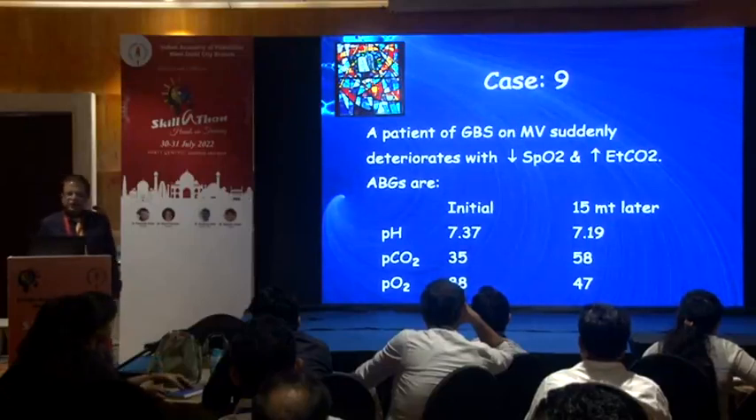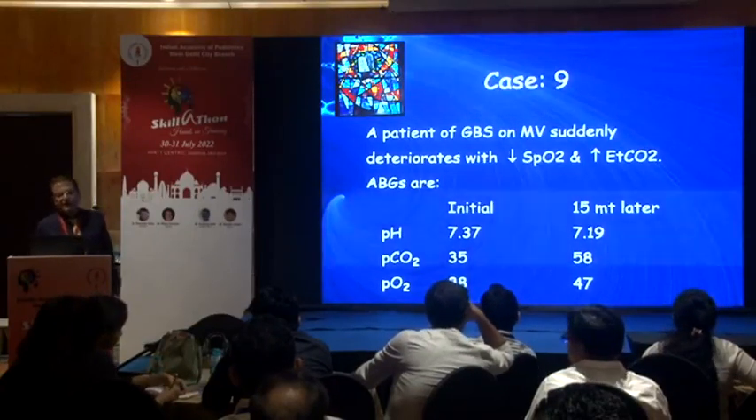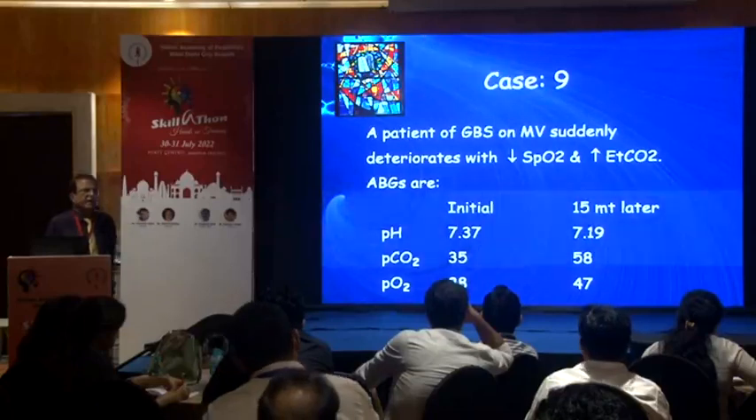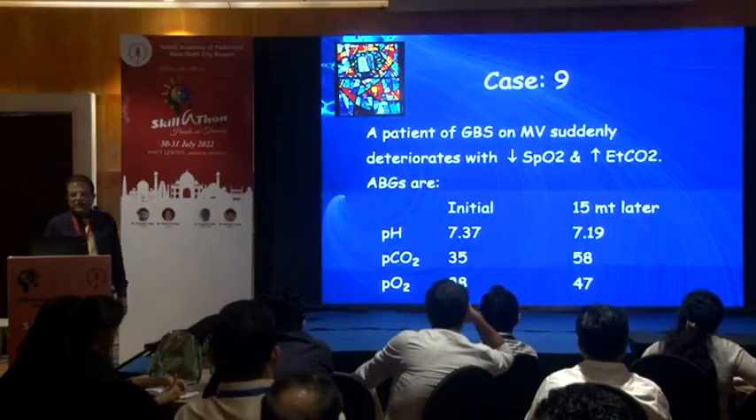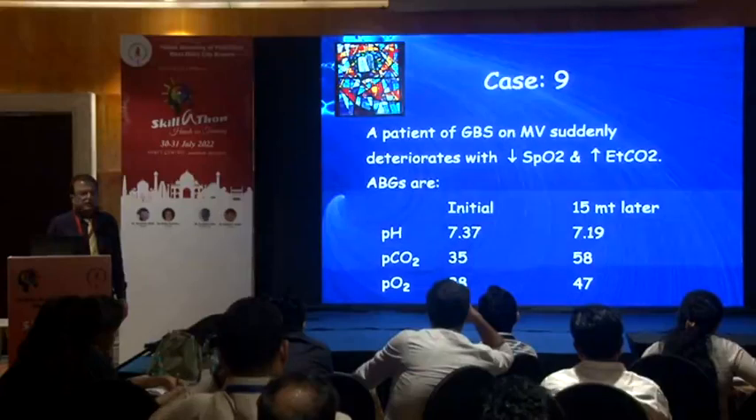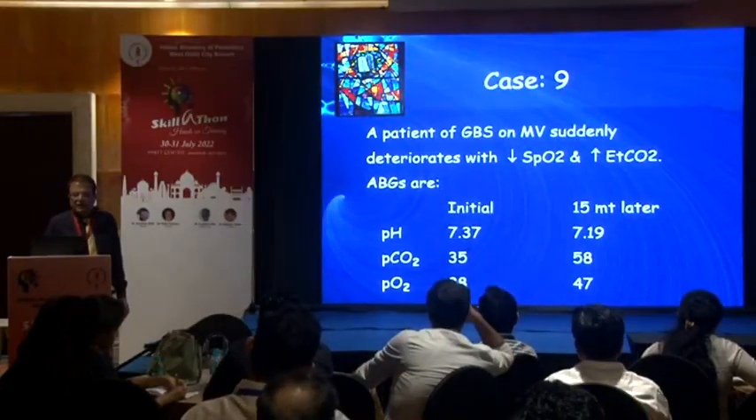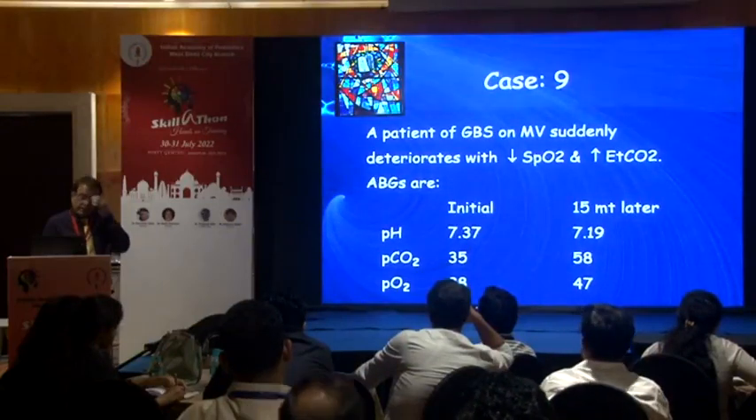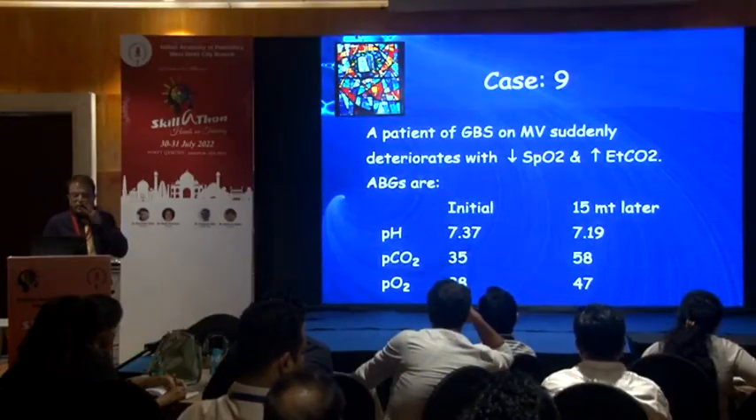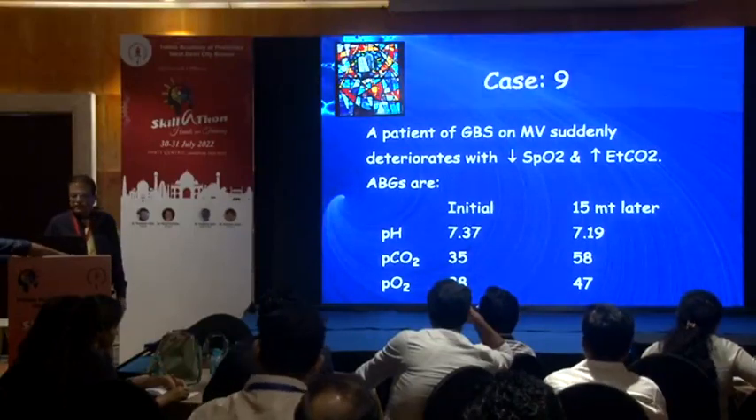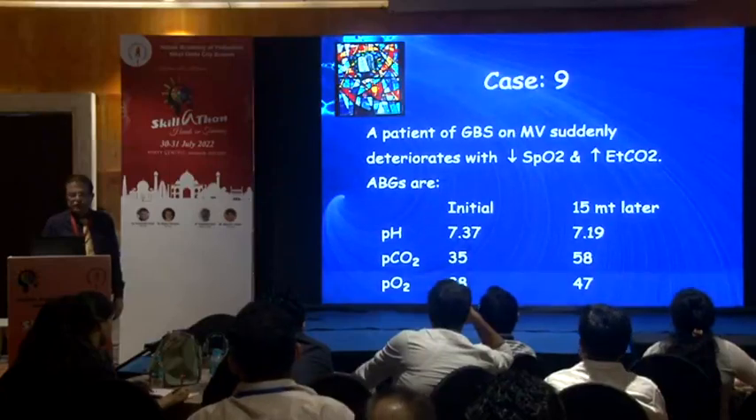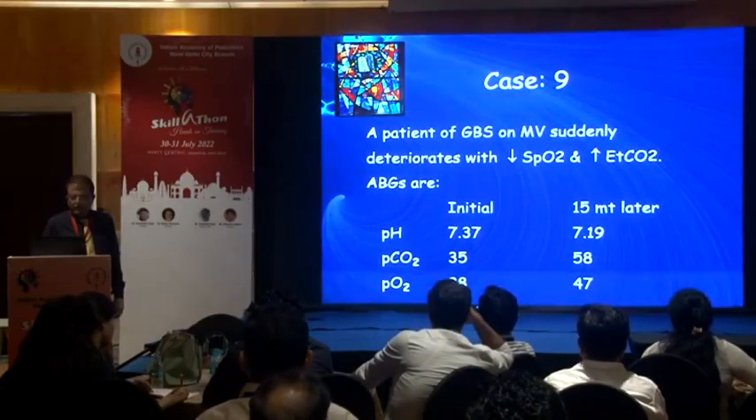A patient with Guillain-Barré syndrome on mechanical ventilation suddenly deteriorates with the SpO2 falling and the EtCO2 rising. EtCO2 is what is being measured continuously and comes on the monitor, end-tidal CO2. Initial pH was 7.37, now it has fallen to 7.19, and the PCO2 was 35, it has now become 58, and O2 is 88 and 47. So what has happened? Tube block, very good idea.